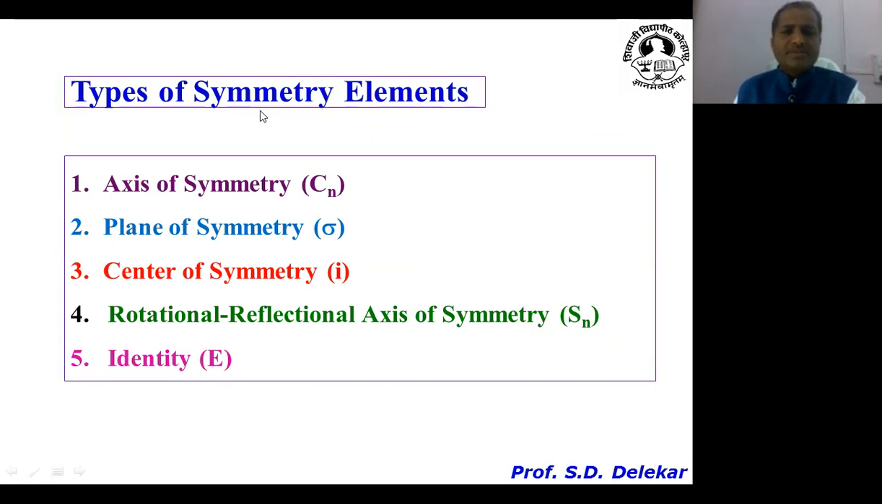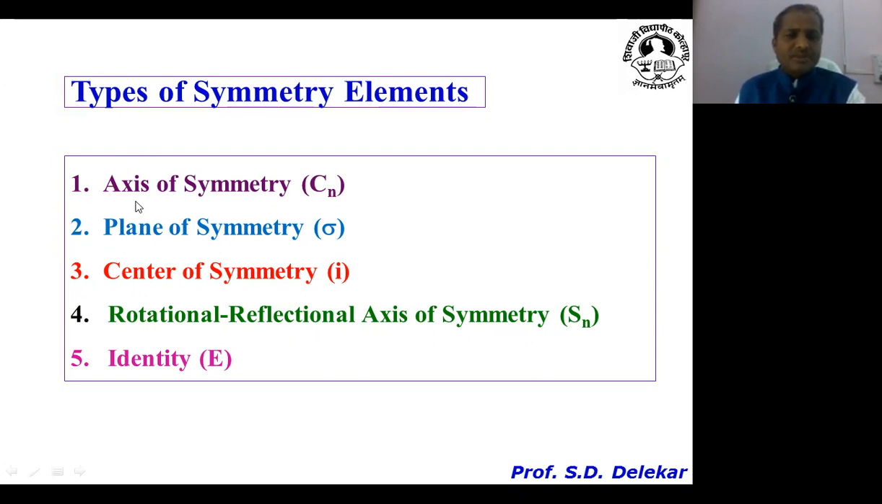A symmetry element is simply defined as any geometrical entity along which an operation is performed to get an equivalent or identical orientation from the original orientation of a molecule. If you are getting the same, then the geometrical entity is said to be a symmetry element. So there are basically five types of symmetry elements.